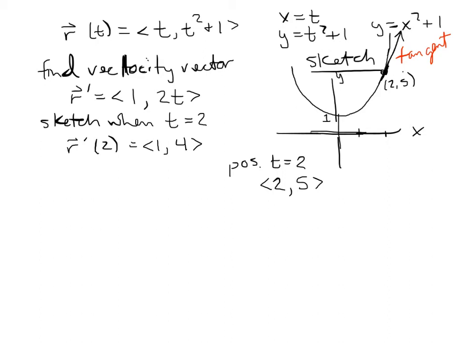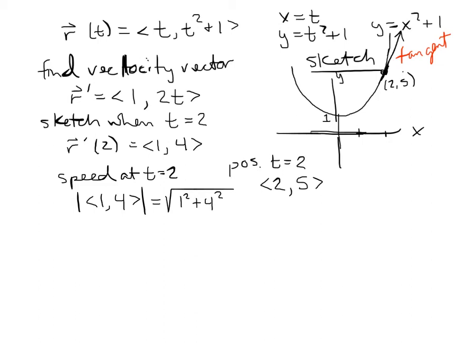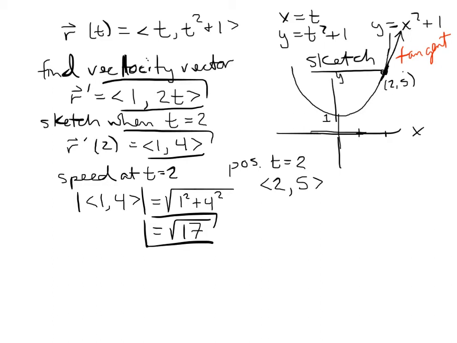If we wanted to find, say, speed at t equals 2, then we just need to find the magnitude of that vector 1, 4. Magnitude of a vector is the square root of all its components squared. 1 squared plus 4 squared. So the speed would be square root of, what's that, 16, 17. That's how fast it's going. So here's my velocity vector. Okay.